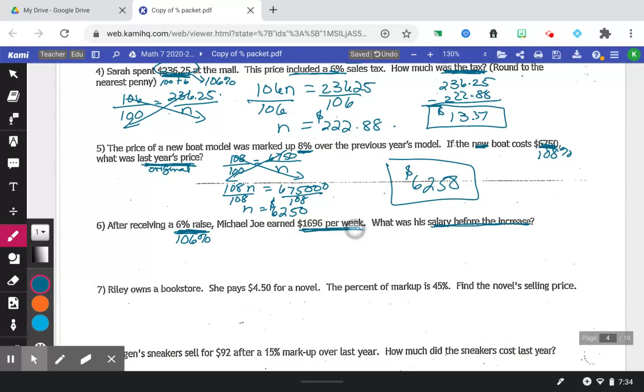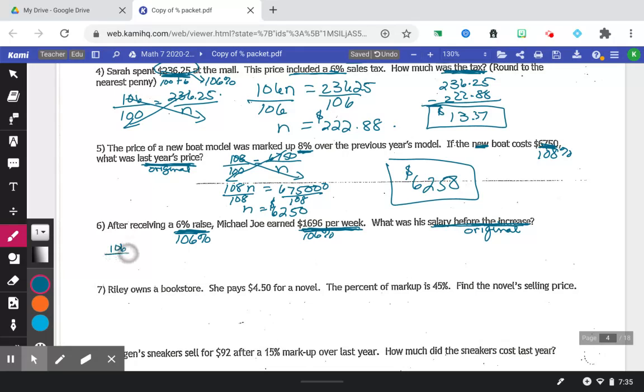This is saying what his new earnings is, okay? Because this is after receiving, this is the dollar amount. So this is actually 106%. What is his salary before the increase? Before the increase, we are looking for the original salary before it was increased. Okay, so let's set up a proportion.